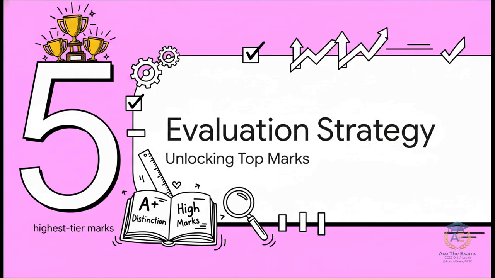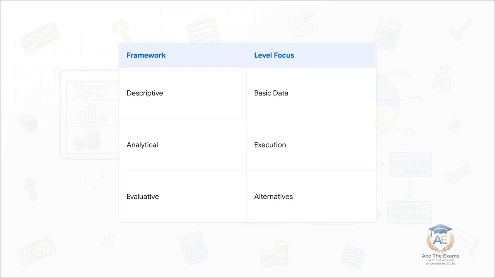Finally, let's head into Section 5, the evaluation strategy, unlocking top-tier marks. What you're looking at is the hierarchy of thinking examiners expect to see from you. Down at the baseline, we have the descriptive level. That's just identifying basic data, stating what's there. A step above that is the analytical level. This is where you actually show relationships and execute the math. But if you want to get that A-star, you must operate at the evaluative level. These higher-order assessment objectives demand that you evaluate alternatives, compare different approaches, and most importantly, make justified recommendations.